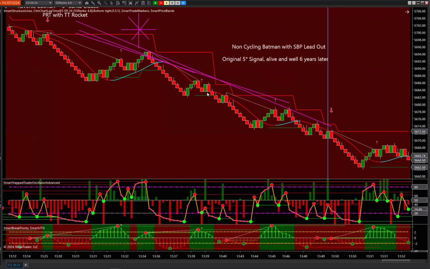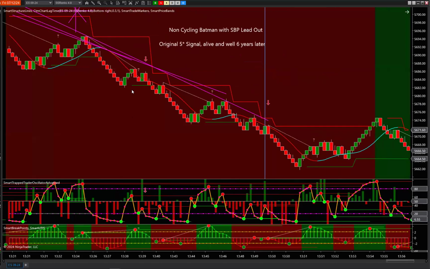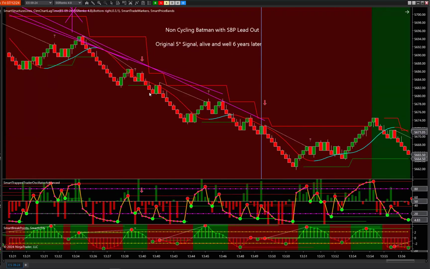Here's, oh, I didn't mark that. You can see this trader trap rocket here. You can see all of this buying against order flow. We have this pivot and we retag into that. So again, my favorite signal. And then we call this a non-cycling Batman. This was our original 5-star signal. We tested it. We've traded this for over 6 years, and it's 89% for 5 points. So you can imagine how the people that have been trading that signal for 6 years are doing.